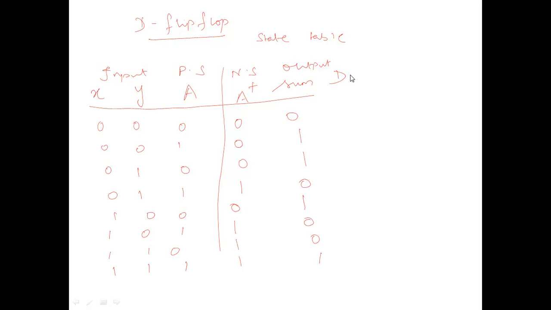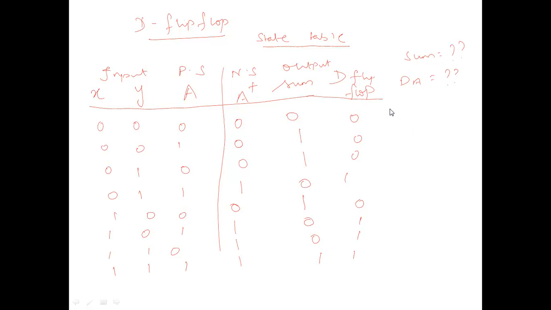Now we have taken the D flip-flop as our choice. Therefore, the input to the D flip-flop is the same as the next state. So whatever is there in A plus, you write as it is: 0, 0, 0, 1, 0, 1, 1, 1. This completes the state table. The next step is to find the equation for sum and the equation for the input to the D flip-flop. These are the two pending things. Once you complete these two, you can draw the implementation.